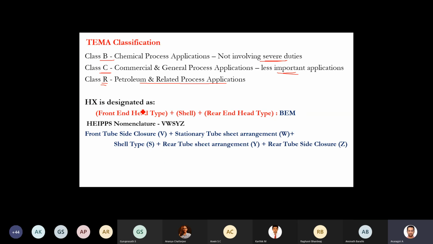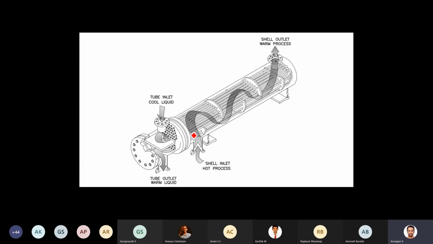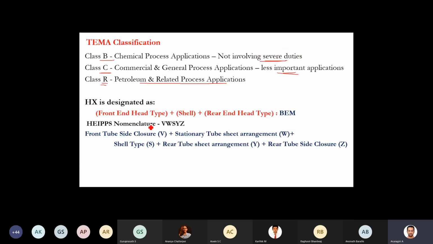Next we will see how the heat exchanger is designated. If you see this exchanger, this is a shell pot. This is a U-tube heat exchanger; here you have U-tubes. Here you have a tube inlet and a tube outlet, a shell side inlet and shell side outlet, and here you have brackets. If you see this exchanger, you have three different major parts: front end head, rear end head, and another one is shell.